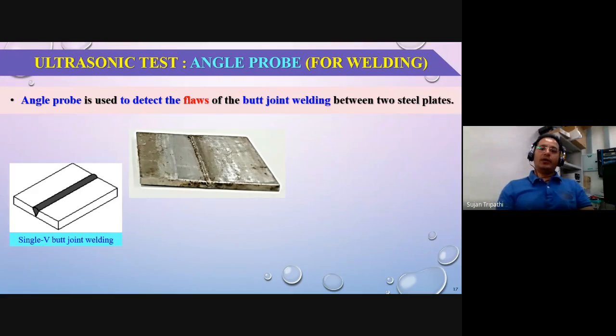Okay, now ultrasonic angle probes are basically used to test the welding, to determine the welding defects. So here you can see the plates. This is the standard plates where we can see the weld, a single bevel joint that is joined by the weld, right?